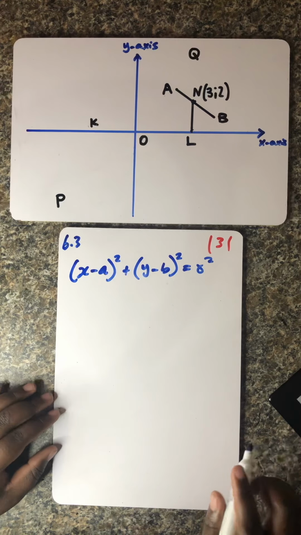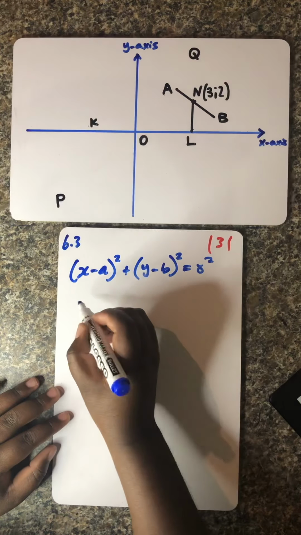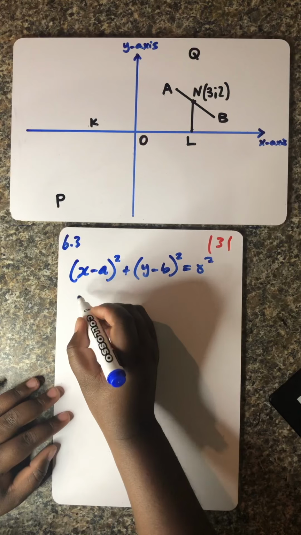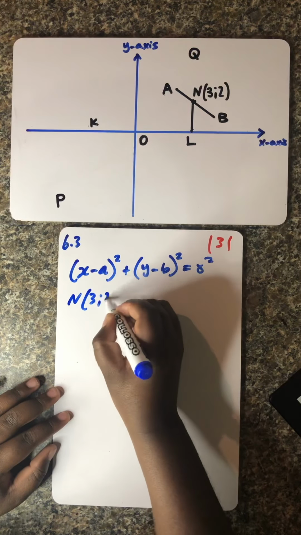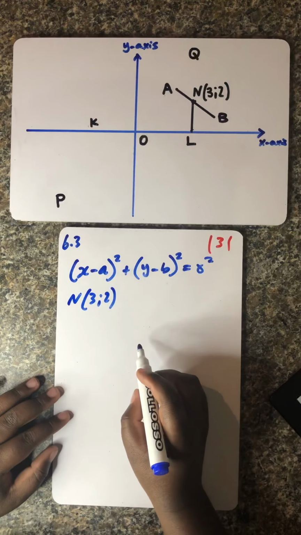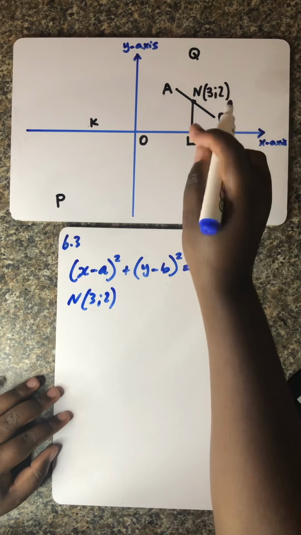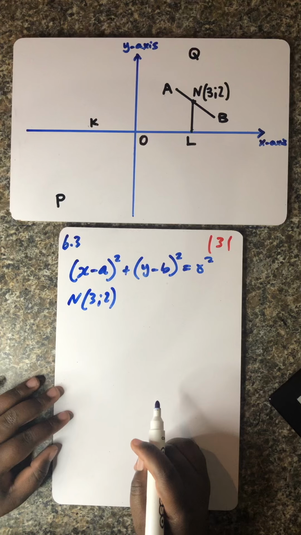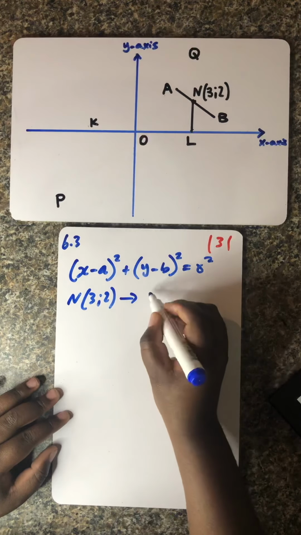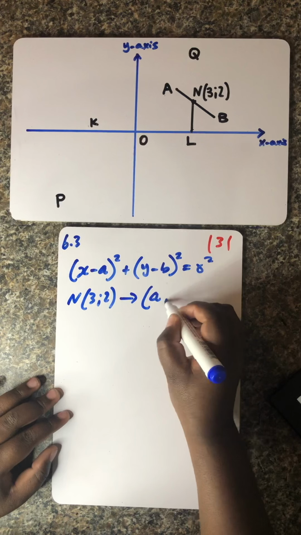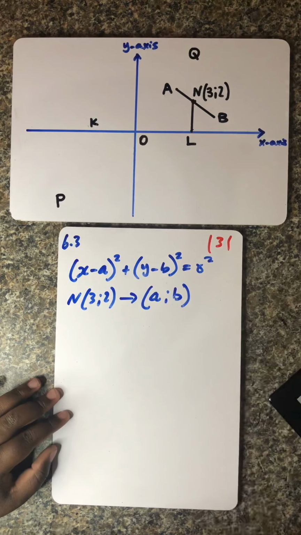Okay, so remember, guys, remember we've got N at (3, 2), and this is the center of that circle. Very, very important, ladies and gentlemen. Obviously, we know that the center of a circle is represented by a and b.